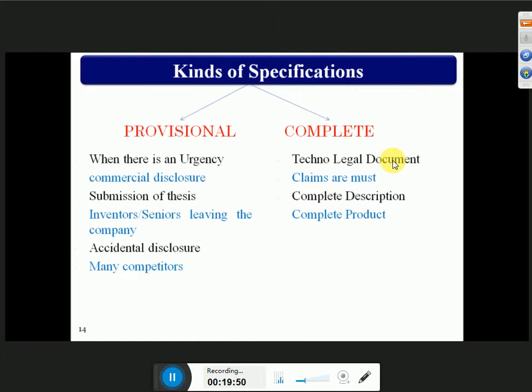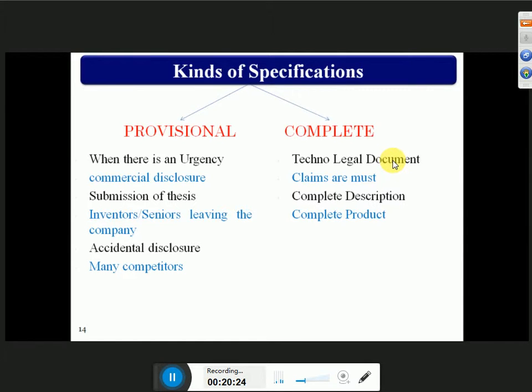Now the most important question: kinds of specifications. Patent applications are of two kinds. One is provisional, one is complete. As I said earlier, the Indian Patent Office says that basically you need to be first to file. When I have the idea, I must file. But if I have a doubt whether my idea will be converted into a product as it is, you can always file a provisional patent application.